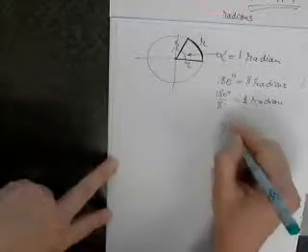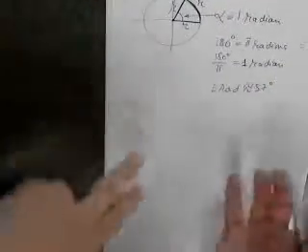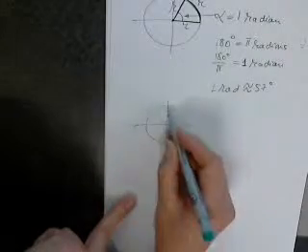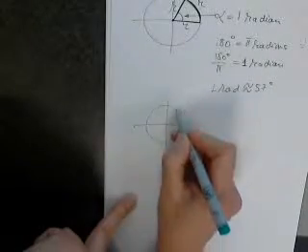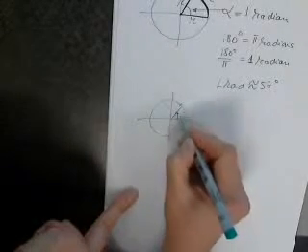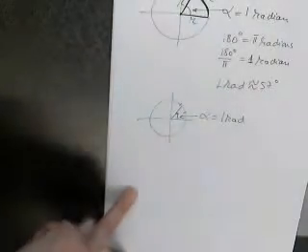So 1 radian, approximately 57 degrees. So now if you want me to graph 1 radian, I'll say, oh, so if this is 90, this is 30, this is 60, so obviously it's somewhere here. This alpha is 1 radian.